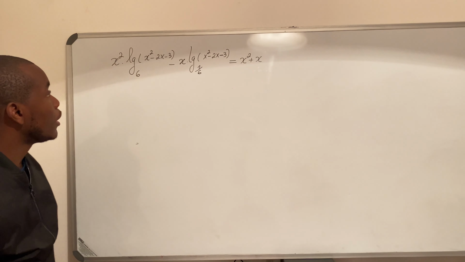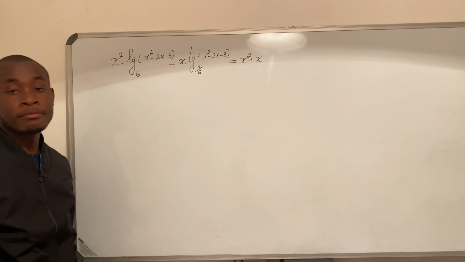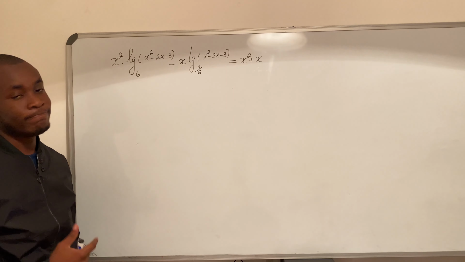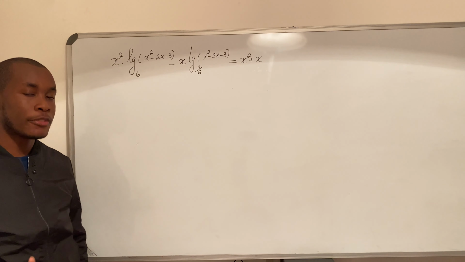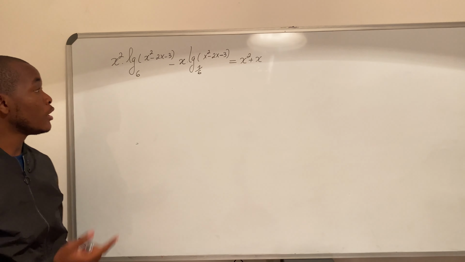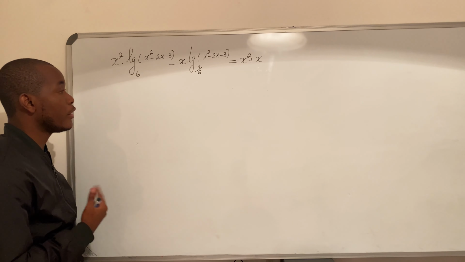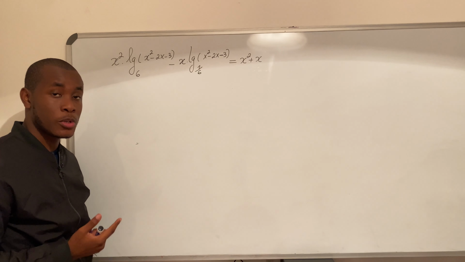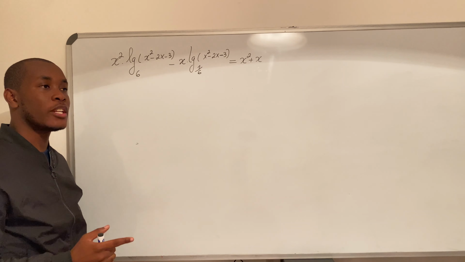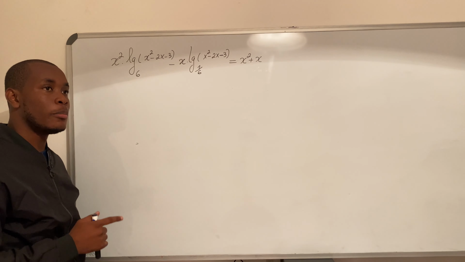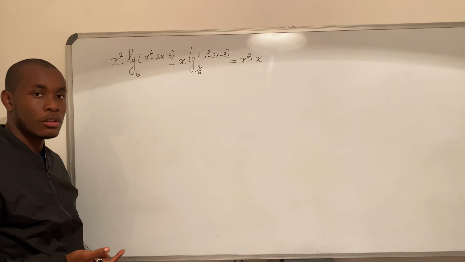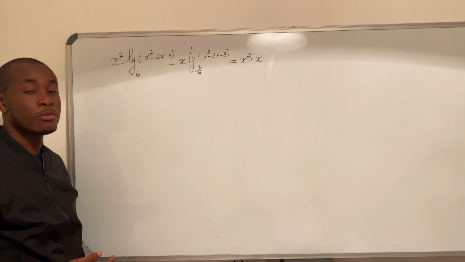Now we have this logarithm equation. So how do we solve? We always have to check the bases of the log if they are the same. The first log we have 6, and the second one we have 1 over 6. The question comes, is it possible to write 1 over 6 in the base of 6? Or is it possible to write 6 in the base of 1 over 6?